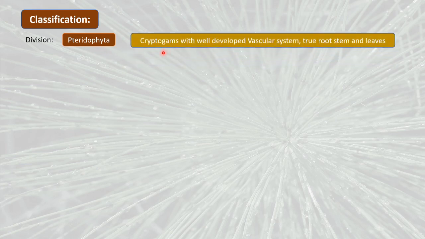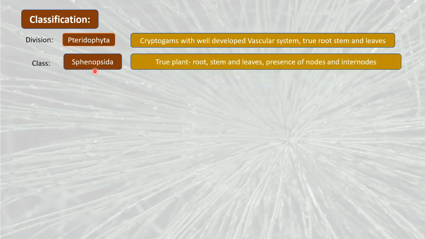So as it is a pteridophyte, it falls under the division Pteridophyta. Pteridophyta, as we know, are cryptogams, that is seedless plants, but they have a very well developed vascular system and the presence of root, stem and leaves. And then comes the class Sphenopsida. Now this class has root, stem and leaves, and the very important characteristic is the presence of nodes and internodes. So the stem has nodes and internodes, and we are going to learn about it in more detail.